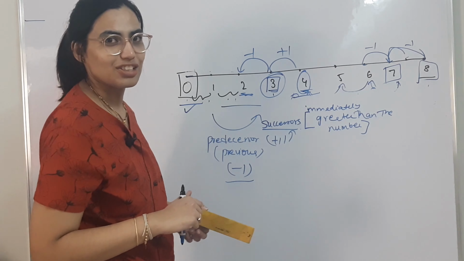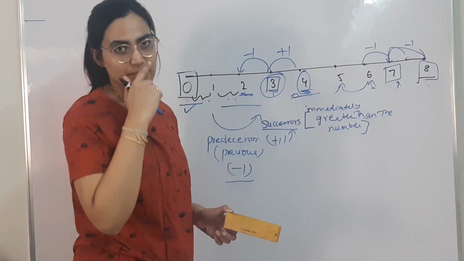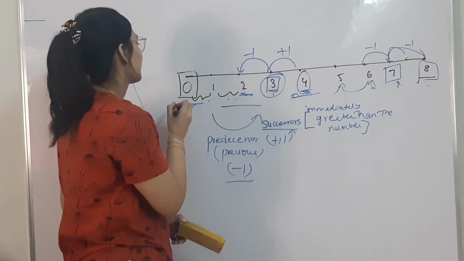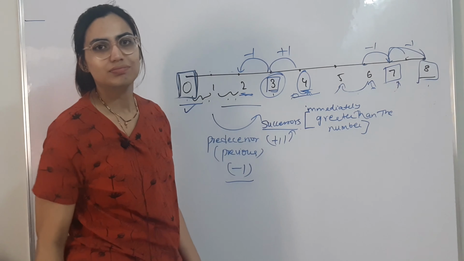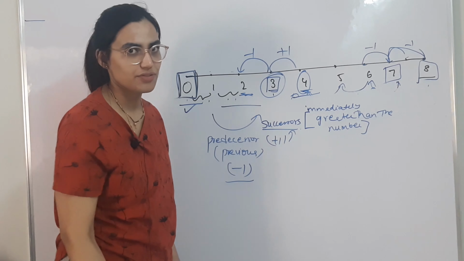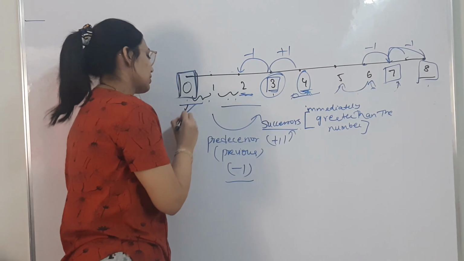There is one catch here, and the one basic question that everyone would ask me is: is there a predecessor for 0? In whole numbers. Remember, in whole numbers. No.